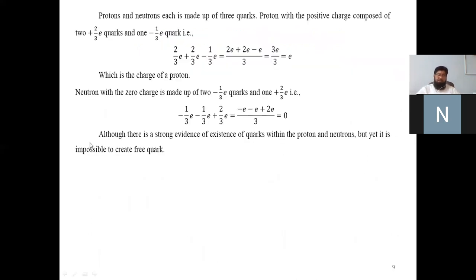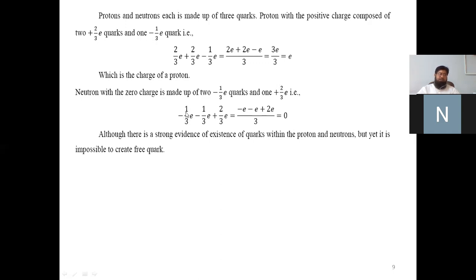If we look here, 2 upon 3e plus 2 upon 3e minus 1 upon 3e. This is the total charge of the proton. So 2e plus 2e minus e divided by 3, 3e upon 3 is equal to e. This e is the charge of the proton, which we call positive e. Similarly, for the neutrality of the neutron, here we have one up and two down quarks.